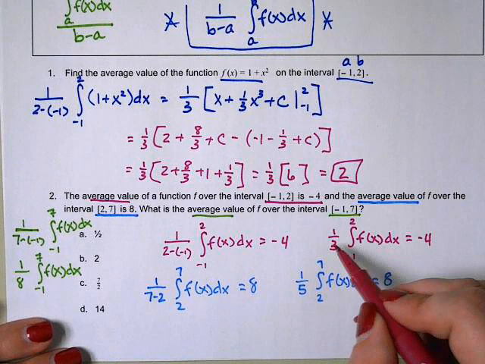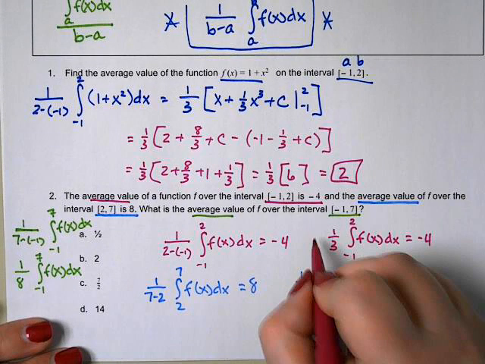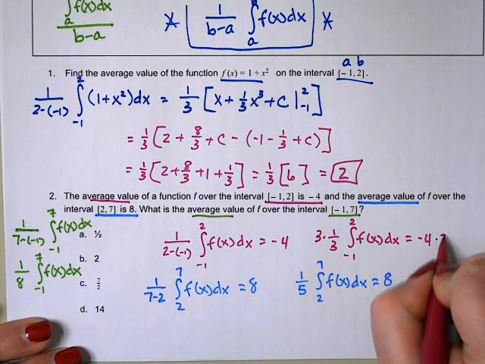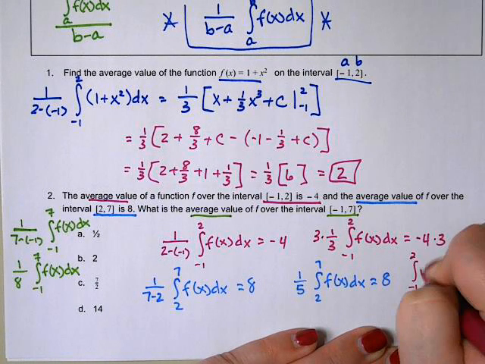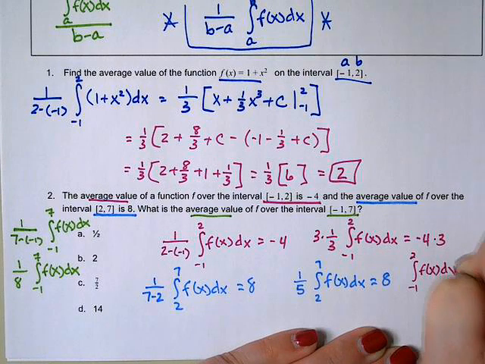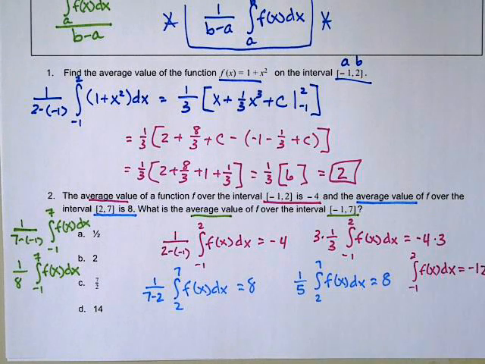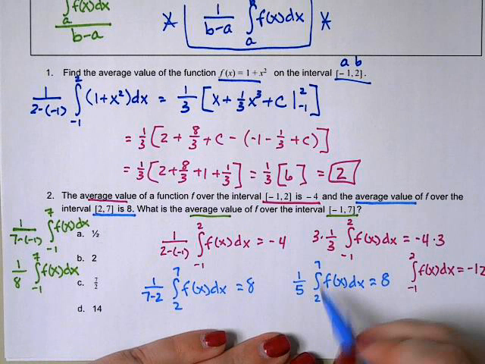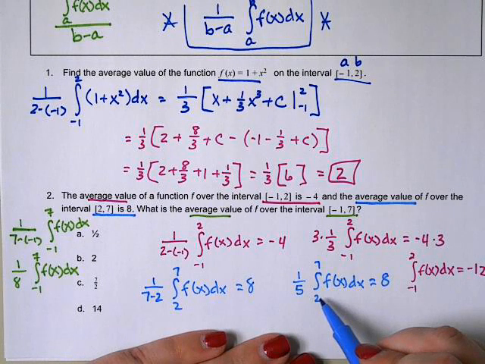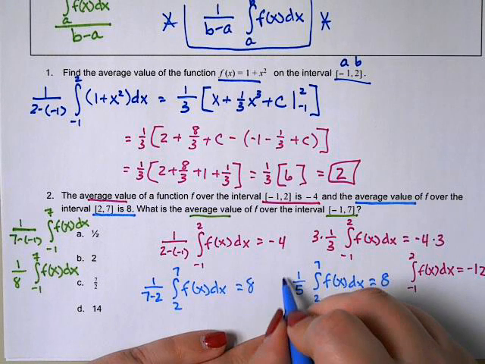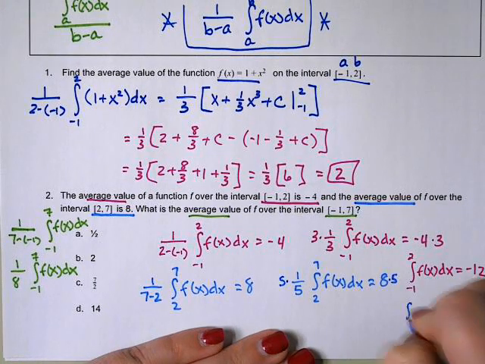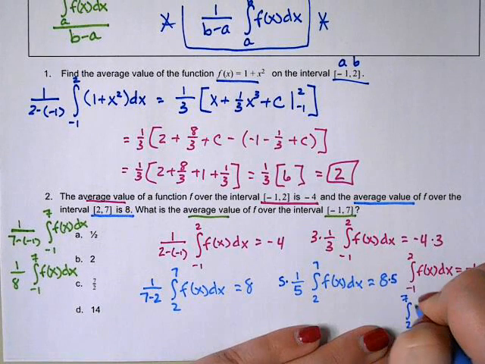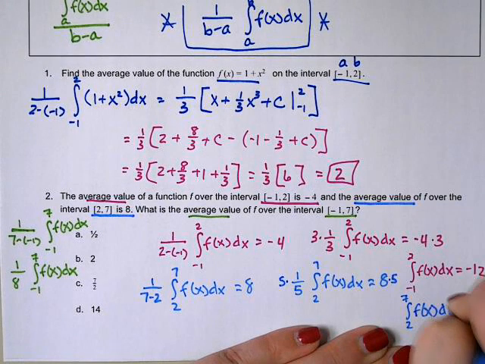This says that 1/3 of this integral is -4. So if I multiply both sides by 3, I get that the integral from -1 to 2 of f of x dx is equal to -12. If I look at this one, this says 1/5 of the integral from 2 to 7 is 8. So I'm going to multiply both sides by 5, and I get that the integral from 2 to 7 of f of x dx is equal to 40.